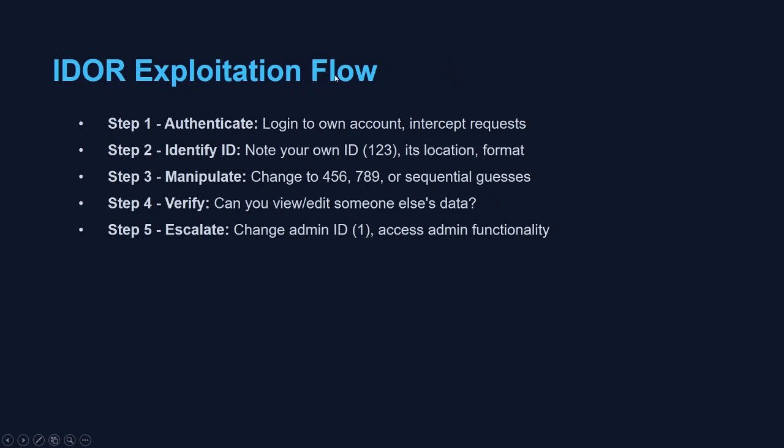This is the exploitation flow. Step 1, authenticate: log into your own account, intercept requests, and identify IDs that are not your own. Note the location and format. Manipulate and change to 4, 5, 6, 7, 8, 9, or sequential guesses. Verify: can you view or edit someone else's data? Then escalate.